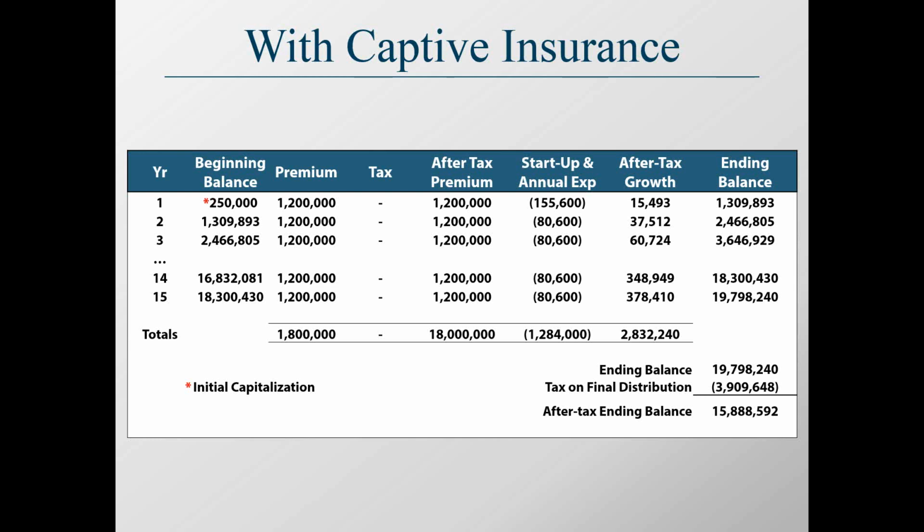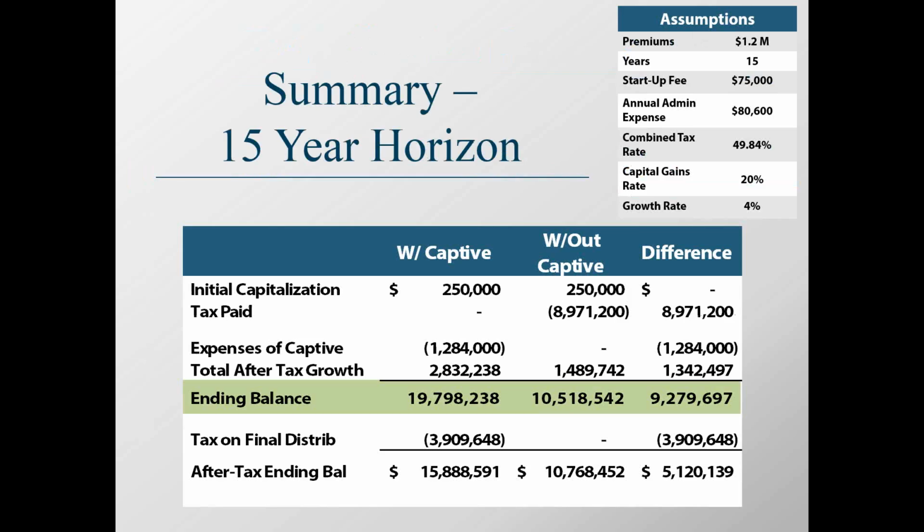So just to put them kind of side by side, with the captive, you got $19.7 million. Without the captive, you got $10.5. But of course, without the captive is after tax. So if we now pay our 20% capital gains, you're still over $5 million ahead at that point.